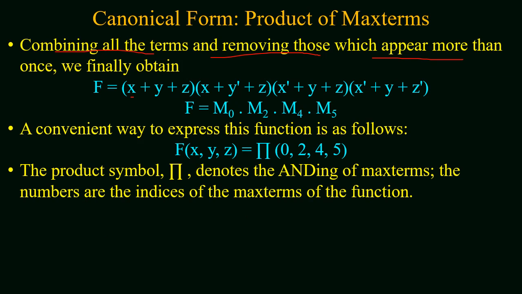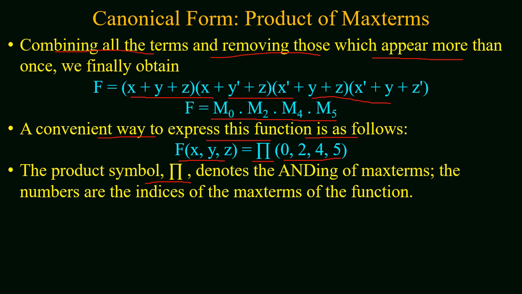Now we will combine all the terms and remove all those terms which are repeated, and we will have a function which will be in the form of product of Maxterms, or we can replace the Maxterms with their designations. So f will be equal to the product of M0, M2, M4 and M5. A more convenient way to express the function which consists of a product of Maxterms is using the product sign, which says that function f of variables x, y, z equals pi of 0, 2, 4 and 5.